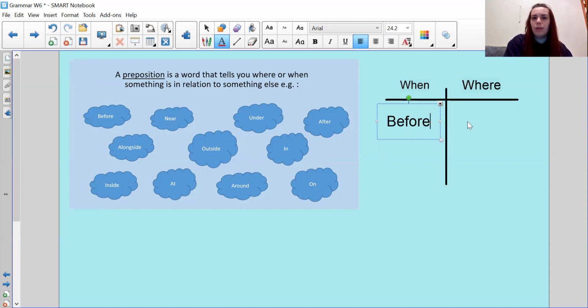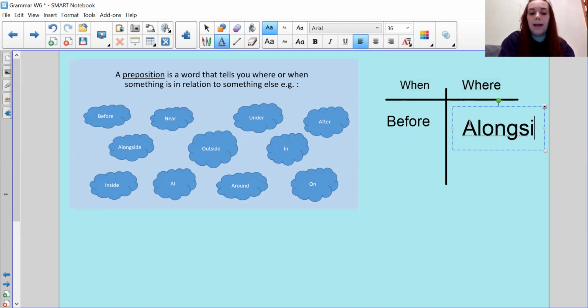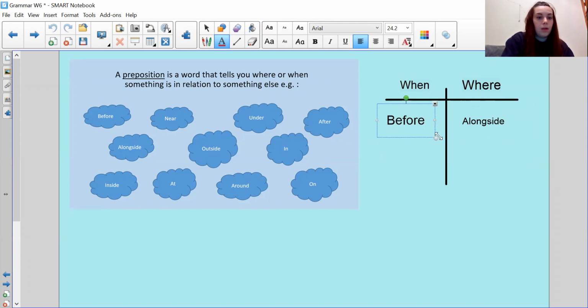What about alongside? Alongside a Tuesday? Well, that doesn't make sense. So it needs to be a where. It's telling us that the bag is alongside the pencils. It's giving us a relationship of where something is. And alongside means next to. See if we can spot any other ones.